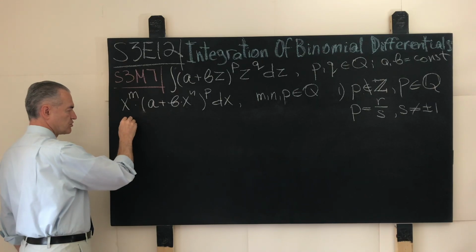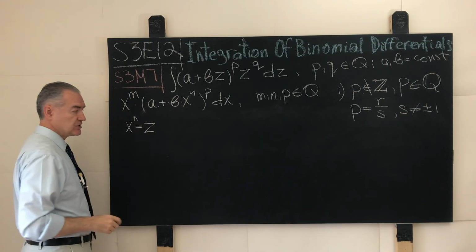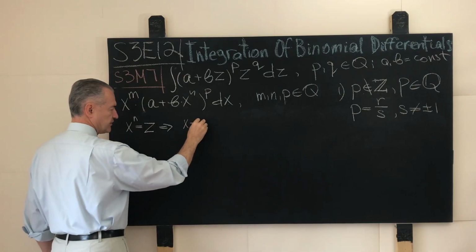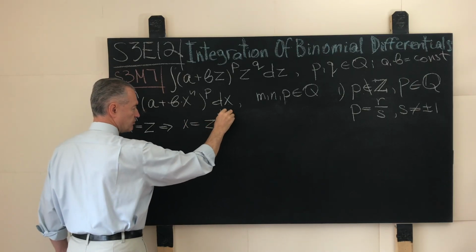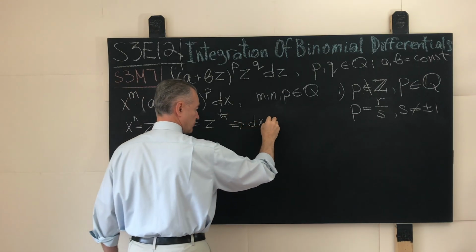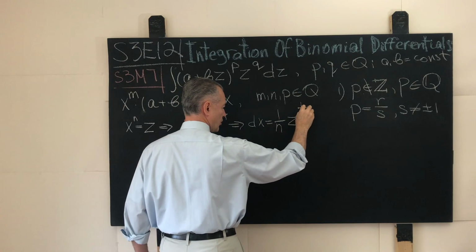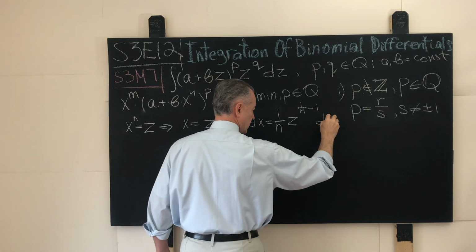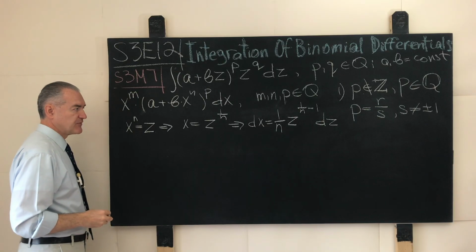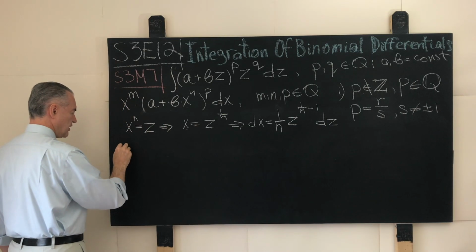introduce the following substitution. X raised to the power of n is equal to z. You see, this is the substitution. From here, what do we have? We have x is equal to z raised to the power 1 over n. From here, it follows that for the first differential, we will have 1 over n times z raised to the power 1 over n minus 1 dz. And once we substitute these results back into our expression, what will we have?